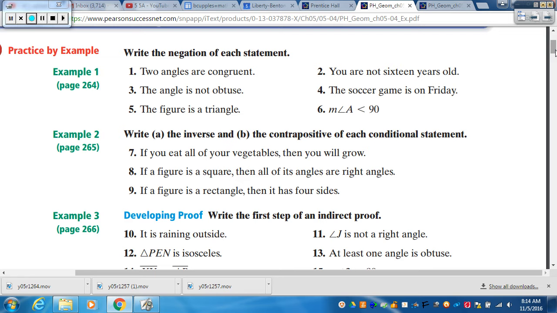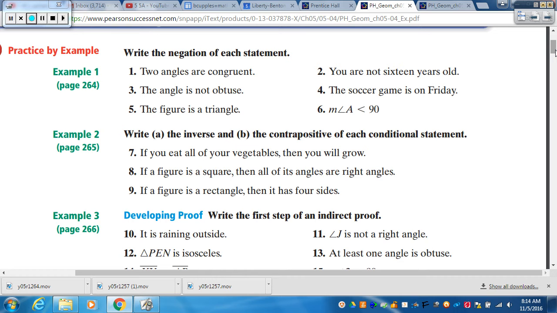And then number 6, measure of angle A is less than 90. This is the key one here that a lot of people stumble on. What's the opposite of less than? It's greater than or equal to. It's got to include everything that would be opposite. So, numbers 7, 8, and 9.